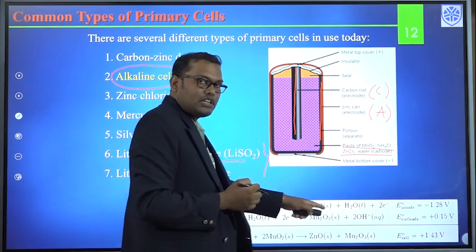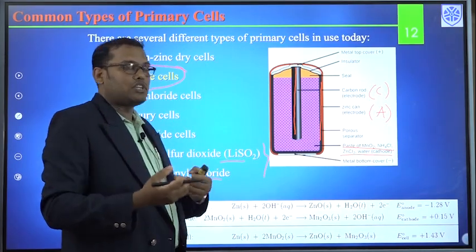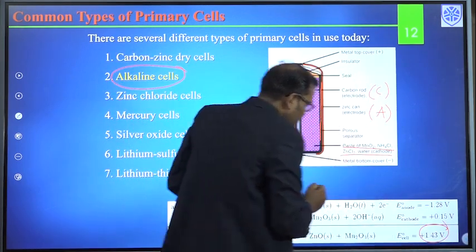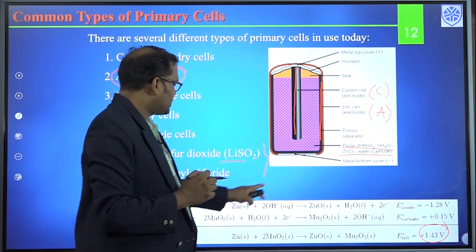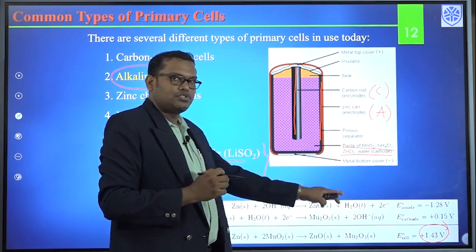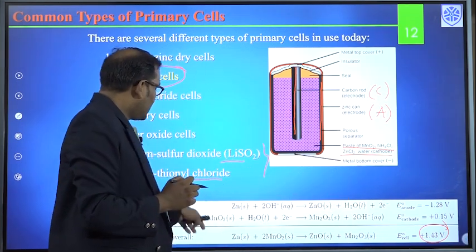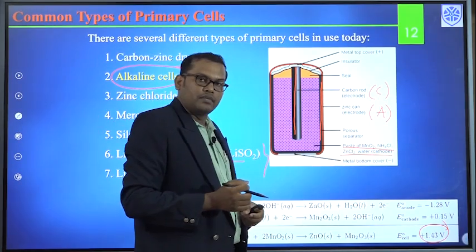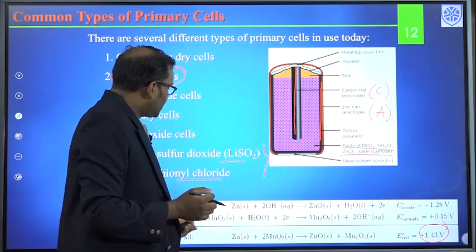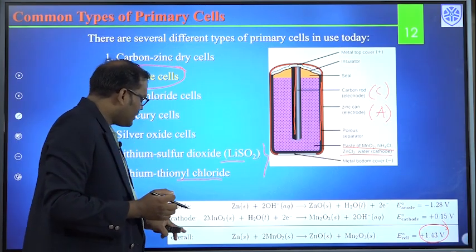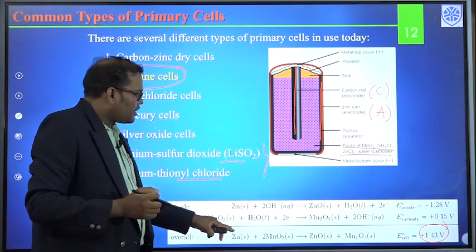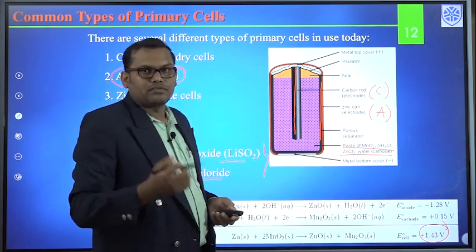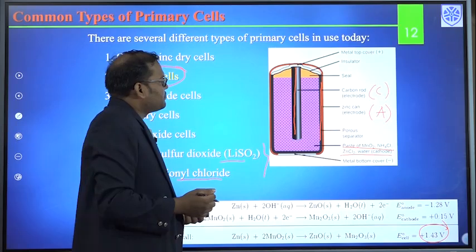This is the corresponding reaction during the discharging process, that means when you are using it, and the cell voltage you are getting is 1.43 volt. Zinc is undergoing oxidation, producing zinc oxide. On the other hand, manganese dioxide, which is the cathode, is converting to Mn2O3. These are the reactions in each half cell, and this is the overall reaction. This is the cell voltage of the battery, which is typically 1.43 volt for a primary battery.